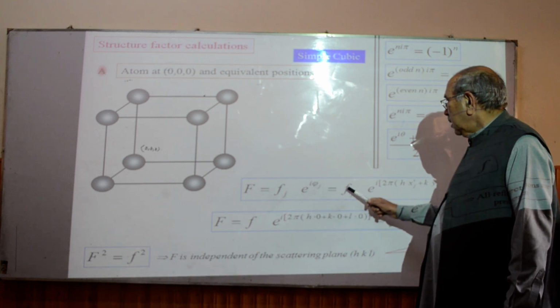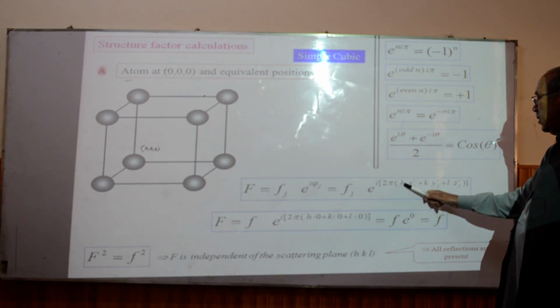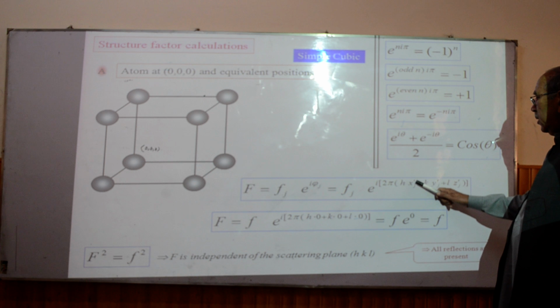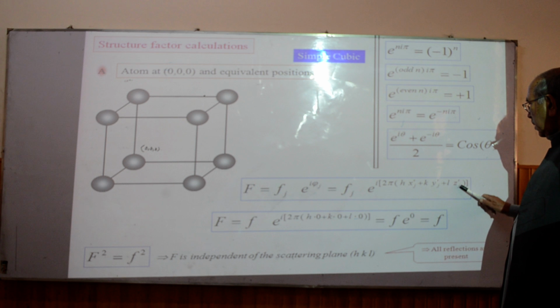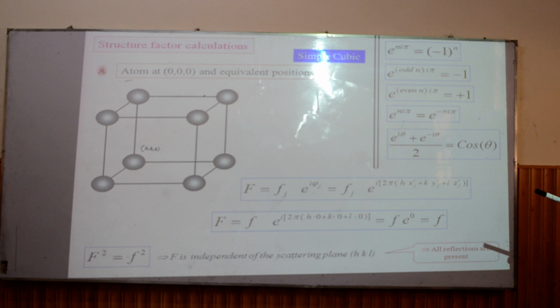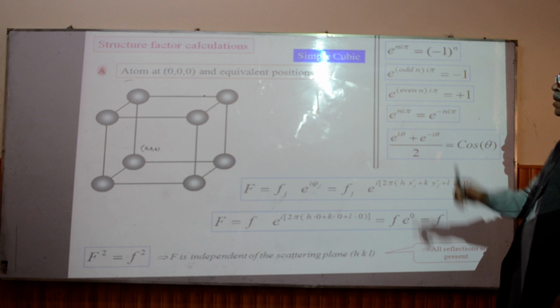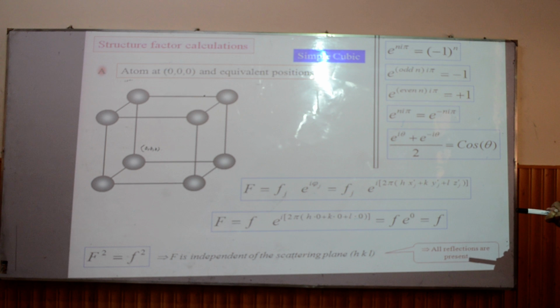So I can write it as Fj e raised to the power iota 2 pi h into xj plus k into yj plus l into zj. Now, h, k and l are the indices of the plane, and x, y, z are the coordinates of the atom, where the atom is present. And since I know in this case the x coordinate of the atom is 0, the y coordinate of the atom is 0, and the z coordinate of the atom is also 0.